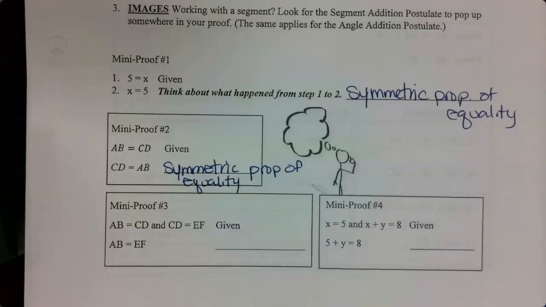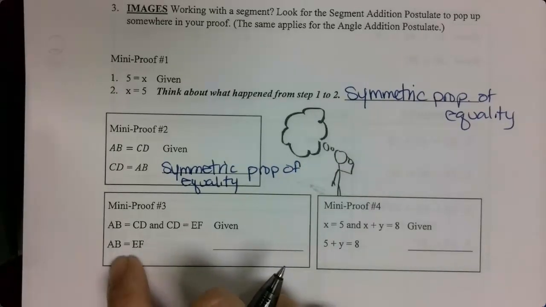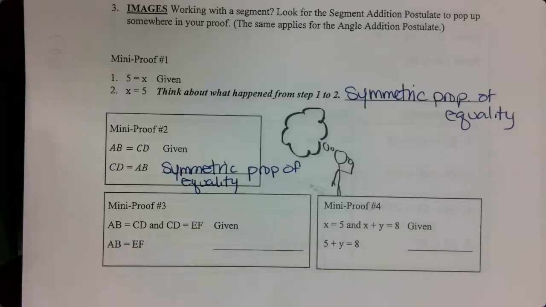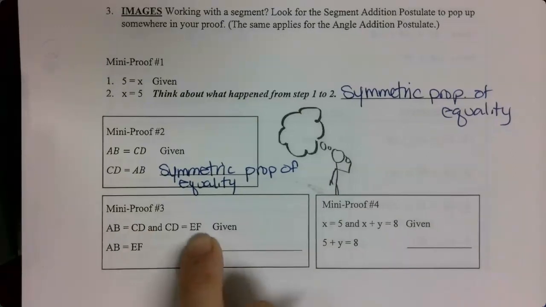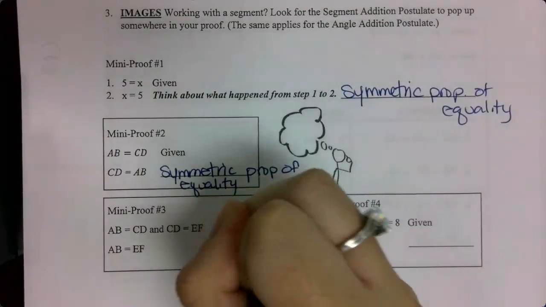Okay, so my next one says AB is equal to CD and CD equals EF. How am I getting AB to equal EF? Not subtraction, not addition. I replaced the CD with EF. What's another word for replacing? So if I'm not here tomorrow and someone else is instead of me, that's called a substitute. So I'm doing substitution here.